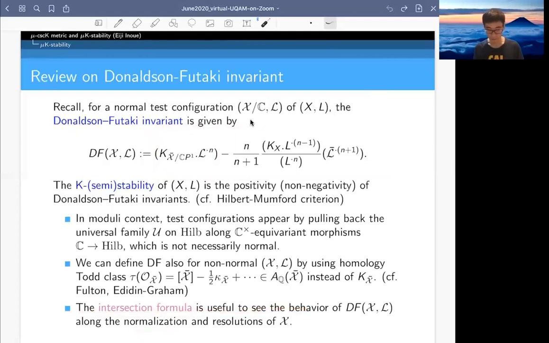I will explain. In the moduli context, a test configuration usually appears by pulling back the universal family U on some Hilbert scheme along a C-star equivariant morphism from C to the Hilbert scheme. We can pull back the universal family on the Hilbert scheme and get a test configuration. And the test configuration constructed in this way is usually not normal.